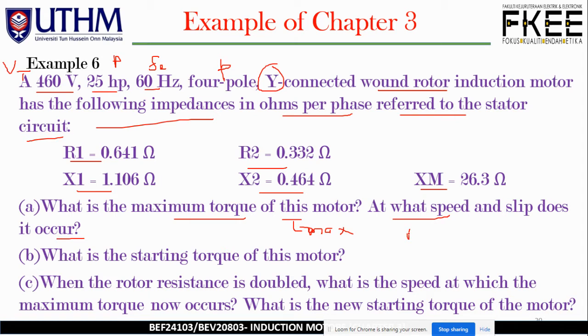So you need to find the value of Nm and also the slip S. B, what is the starting torque of this motor? So the T start, right? And then when the rotor resistance is doubled, so we have R1 is, for example, doubled. Oh, not R1, but this is R2. So what is the speed at which the maximum torque now occurs? What is the new starting torque of the motor?